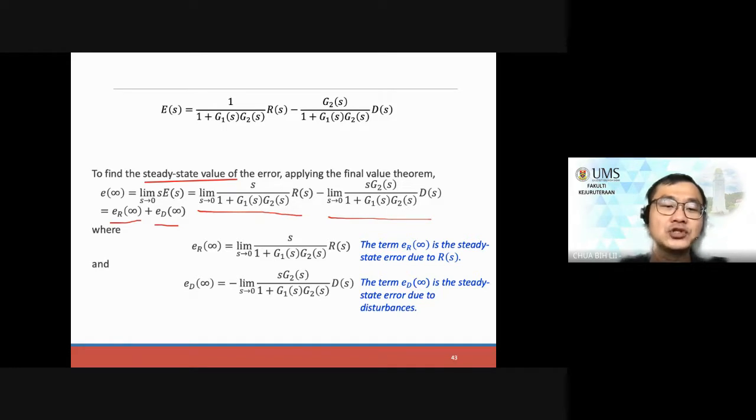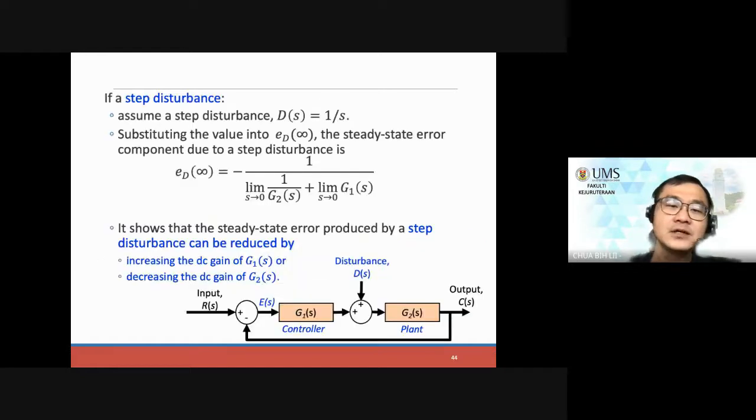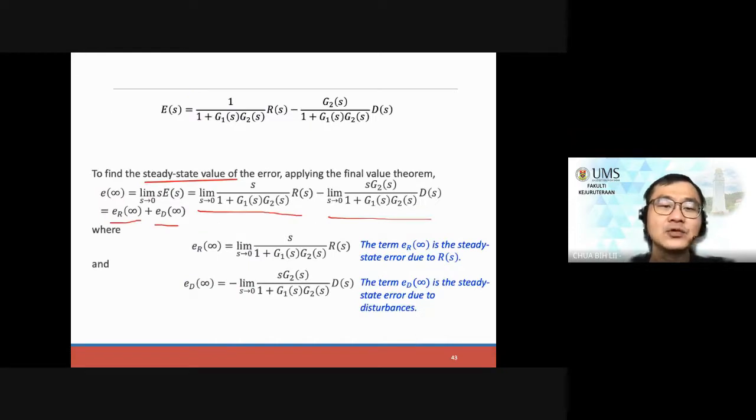If you know G1, G2, as well as the type of the disturbance, we can always predict the type of error that contributes to the system when there is an input as well as a disturbance. So you can see that for the disturbance itself, it's given by this particular input. This term refers to the steady state error due to disturbance, and this term would be the steady state error due to R(s). The main addition to this particular system would be the ED.